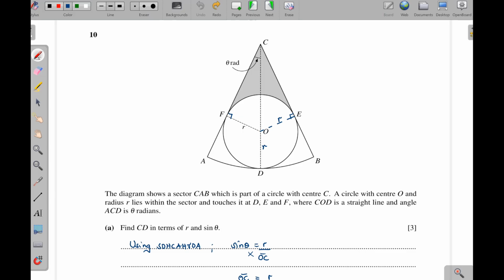Now, we need to find the arc length. If this one is theta, then even this one will be theta. Do you see that? So that means when I'm finding the arc length here, remember arc length is r times theta. But the theta here is going to be twice of it. Do you see that?